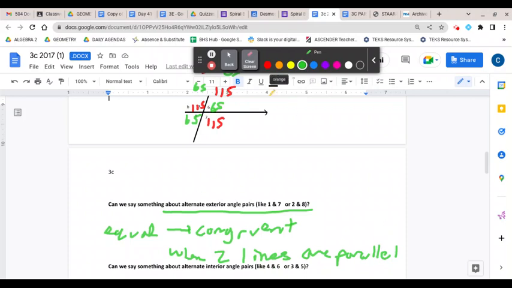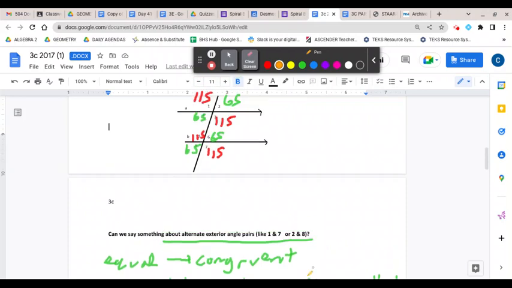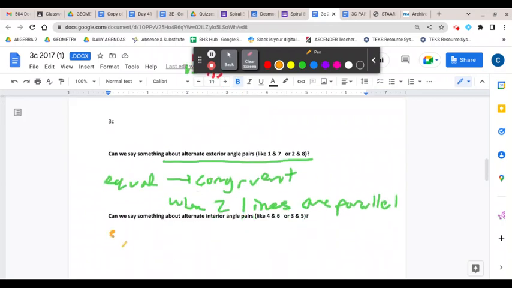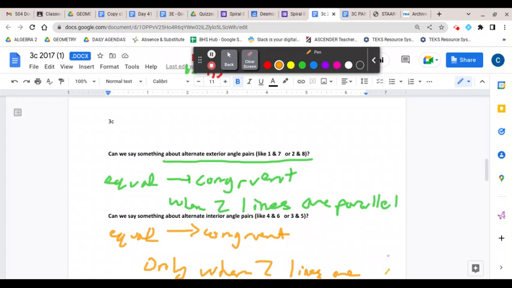Next, can we say something about alternate interior angle pairs like 4 and 6 and 3 and 5? Okay, well, 4 and 6 are both 65, 3 and 5 are both 115. So it's the same thing. Alternate interiors are equal to each other. They're congruent. Again, that's only going to happen when the two lines are parallel. Only when the two lines are parallel will that be the case.